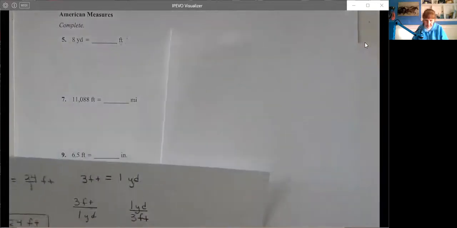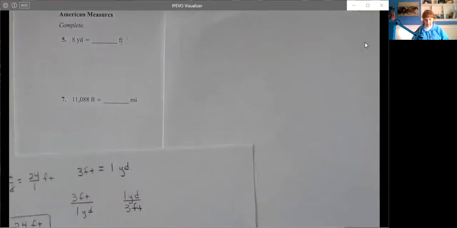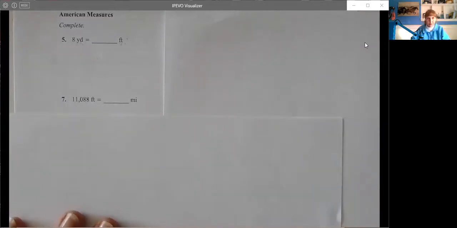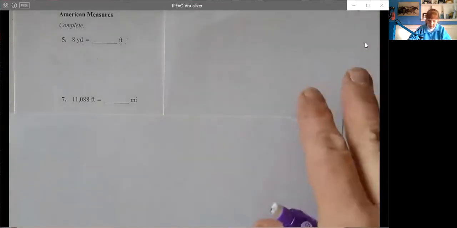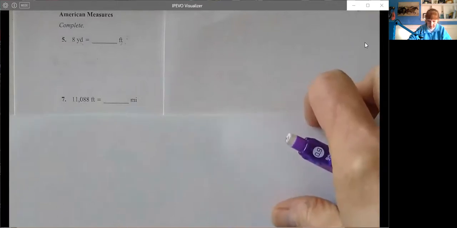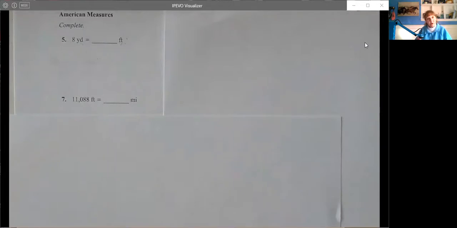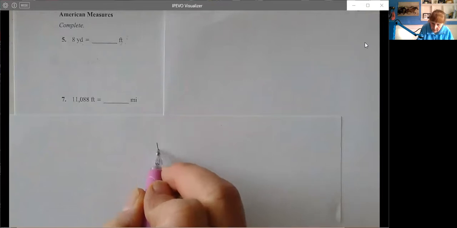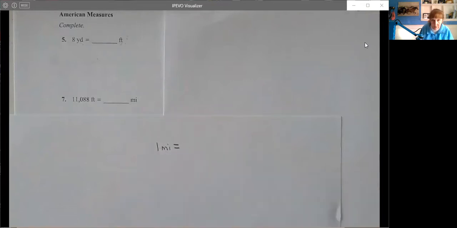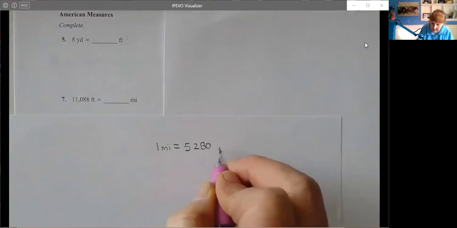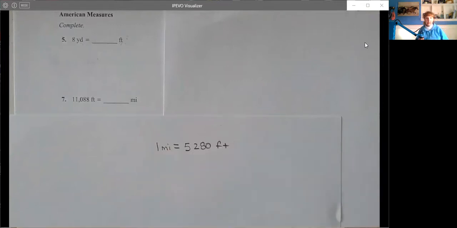Okay, to tell you the truth, I think we're going to look at number 7. I wanted to do number 6 a little bit later because I'm going to do it in two different steps rather than one. All right, I've got feet and miles. Well, you need to know a conversion for feet and miles. 1 mile, this is something you'll want to remember or write down, is 5,280 feet.